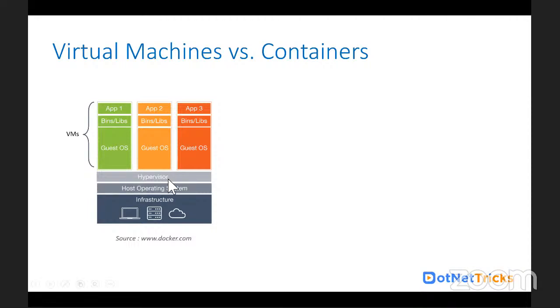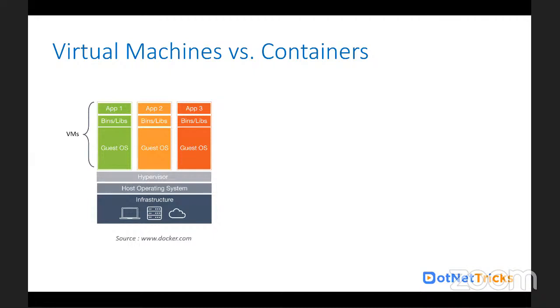We can create multiple virtual machines. In this picture, I have three virtual machines, and each virtual machine has its own separate application. The first virtual machine has app 1, the second virtual machine has app 2, the third virtual machine has app 3. So these three applications we are running on the same host operating system in an isolated environment with the help of virtual machines. Okay.